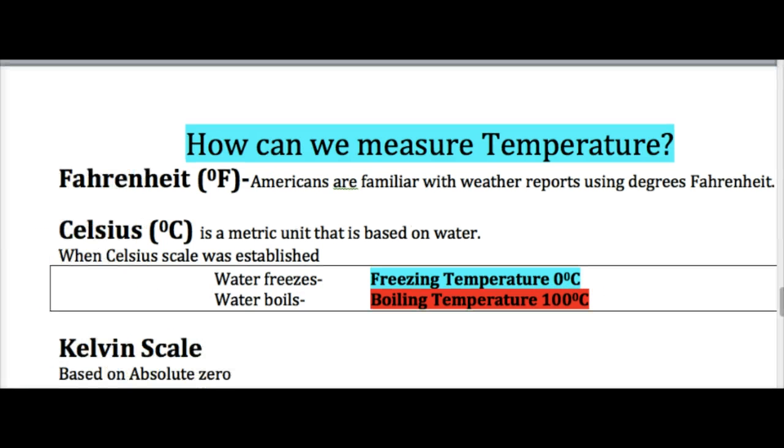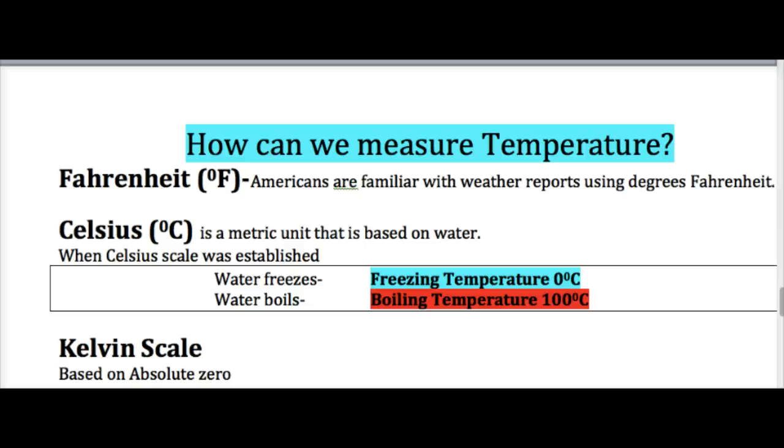So let's continue to talk about the fact that 0 represents the average kinetic energy when the water is frozen, and 100 represents the average kinetic energy when the water is boiling. Now, just because water is frozen doesn't mean those molecules aren't moving some. They're vibrating in the solid phase.